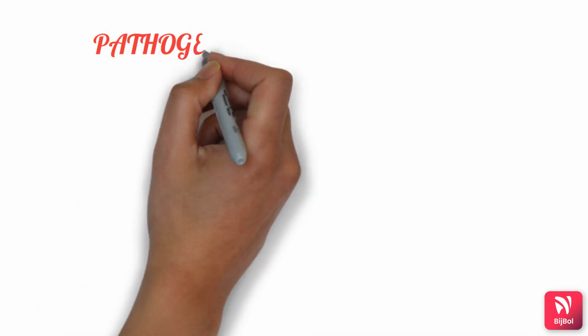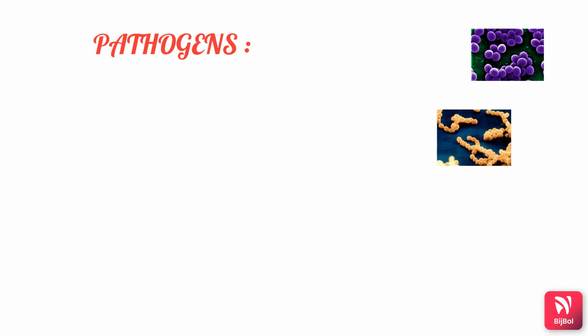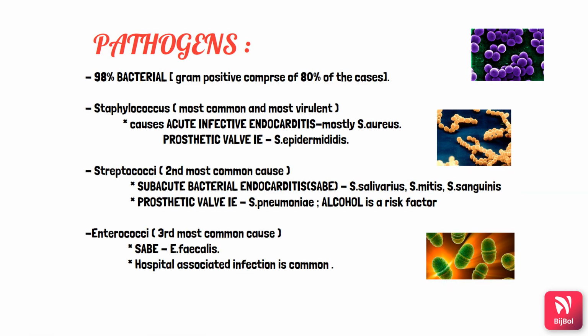Now let's talk about the microbiology of infective endocarditis. Most of the cases are due to staphylococci and streptococci. Most virulent is Staphylococcus aureus, which can infect normal valves also. The viridans group of streptococci are commensals in the upper respiratory tract. These are less pathogenic.